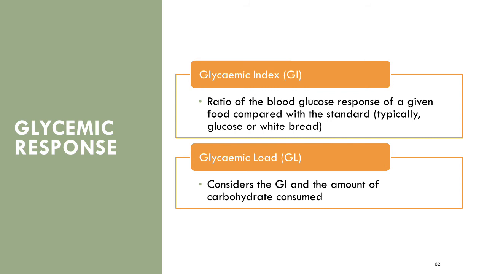GI looks at the quality of the carbohydrate: 1 gram of white bread versus 1 gram of rice, which one has a higher GI? The one with the higher GI will cause a higher glycemic response, meaning your blood glucose will change more compared to the one with lower GI. So this deals with carbohydrate quality. But when we talk about GL, we look not just at the glycemic index, but also at how much of that carbohydrate you are taking into the body. So we call it glycemic load.